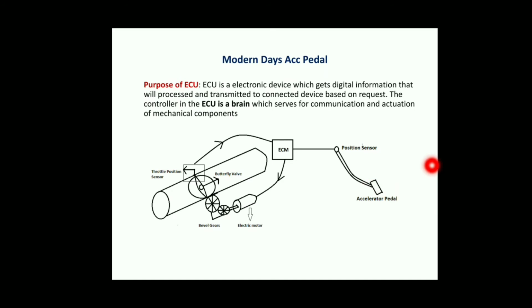So whenever you press the accelerator pedal, the position sensor will measure the position of the pedal, how much you have given, and it sends it to the ECM. It's nothing but the ECU. So the ECU will tell the electric motor how much to open the valve, that is the butterfly valve. Once the butterfly valve opens, that information from the throttle position sensor goes back to the ECM.